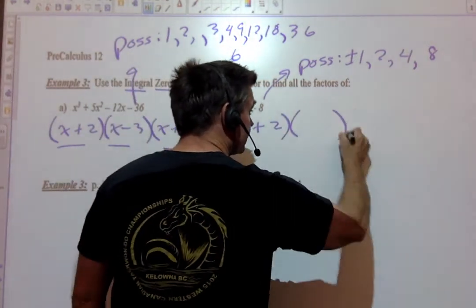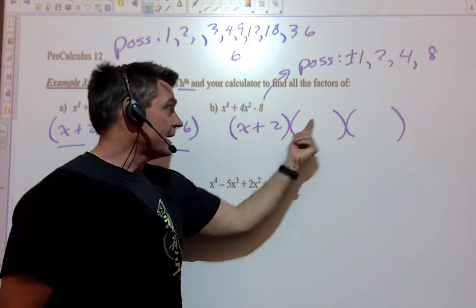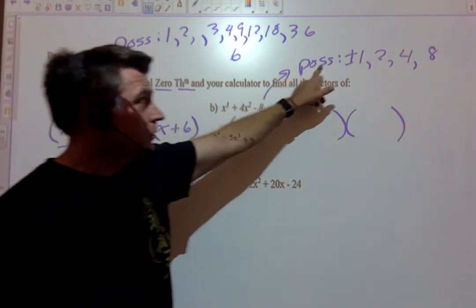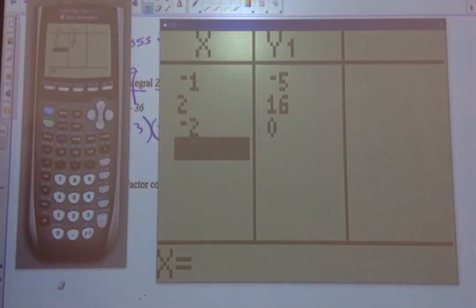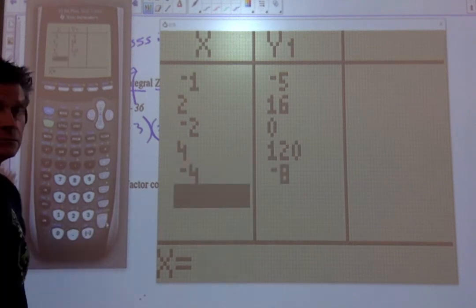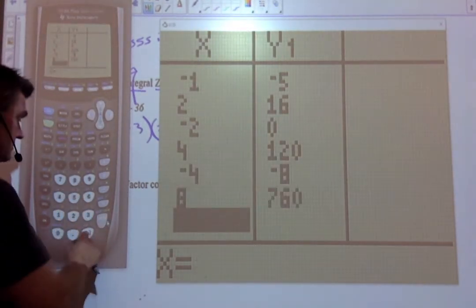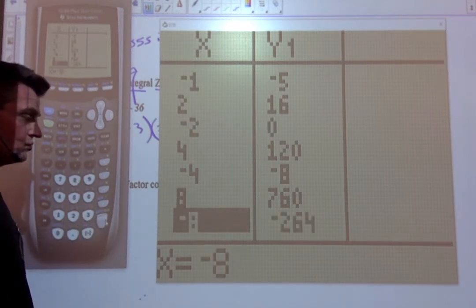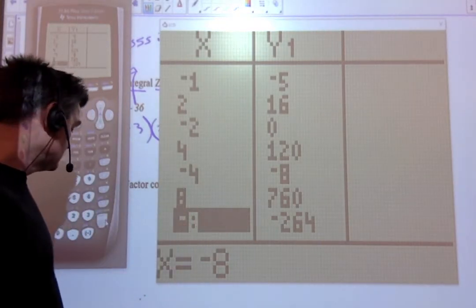Okay, I'm expecting it to look like this, right? Now there's going to be 2 more factors, right? Probably x and x. So we tried 1, 2, let's try 4 and 8. 4, no good. Negative 4, no good. 8, negative 8. Uh-oh. None of these give me zeros, which means they're not factors.